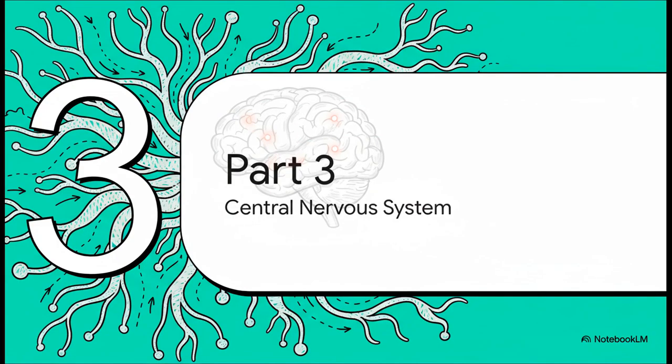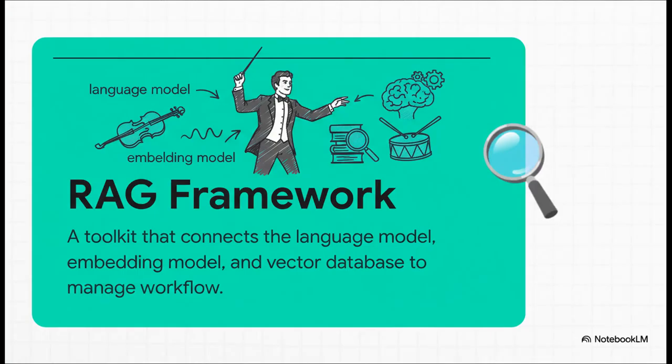So let's recap. We've got the memory and we've got the translator. We just need one last piece to connect everything and make it all work together like a well-oiled machine. We need the central nervous system for our AI brain. This is where a RAG framework comes in. I want you to think of it like the conductor of an orchestra. It doesn't actually play an instrument itself, right? But it's the one telling the embedding model when to translate, the vector database when to search, and the large language model when to speak. It manages the whole flow of information.